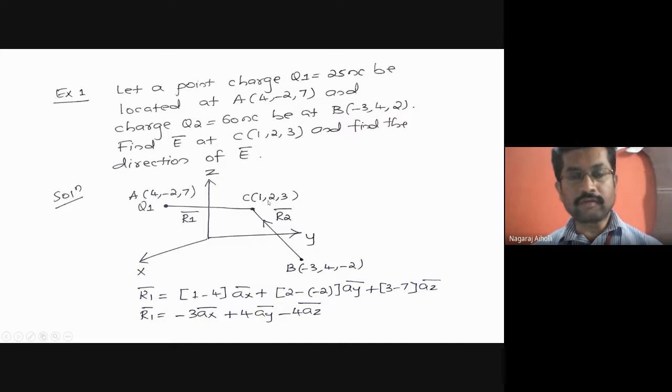We will have to find out the magnitude and the direction of the electric field intensity E bar at the point C of (1, 2, 3). Electric field intensity, magnitude and direction at the point C of (1, 2, 3). There is some random point in the YZ plane. We are considering C of (1, 2, 3).